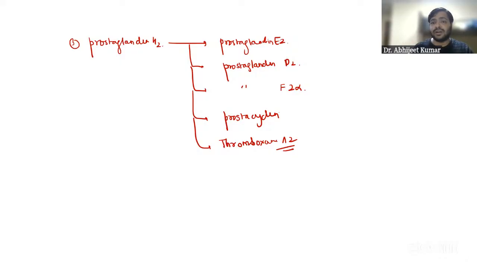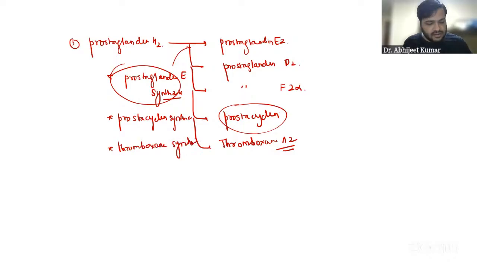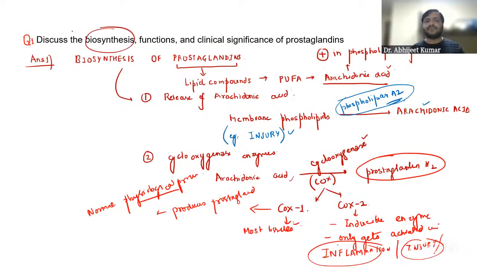The conversion of prostaglandin H2 into the different prostaglandins, whether it is E2, D2, F2 alpha, prostacyclin, or thromboxane, is regulated by tissue-specific enzymes such as prostaglandin E synthase. Synthase is the class of enzyme which helps in synthesis. We also have prostacyclin synthase and thromboxane synthase. So these enzymes will act and give us these prostaglandins. That is something you all have to remember. This is how the prostaglandins are synthesized, the first part of the question.